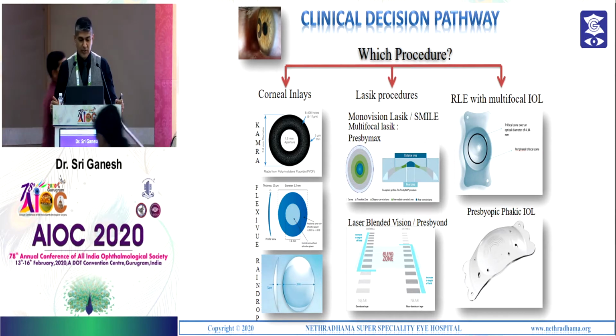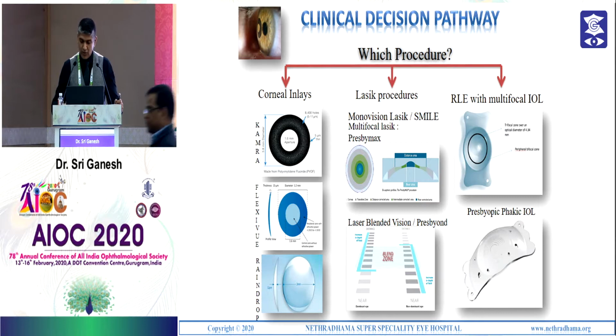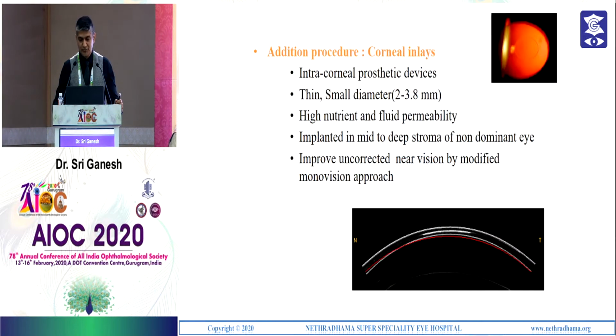Corneal inlays, you can have Kamra, Flexiview, or Raindrop. The Flexiview and Raindrop have kind of gone out of practice, so mainly the Kamra is available. LASIK procedure, you have Monovision LASIK, Monovision SMILE, multifocal LASIK, like Presbymax or Supracor, and then you have laser blended vision, which is a little different. Regarding the refractive lens exchange, you can do a refractive lens exchange with a multifocal IOL, extended depth of field, or accommodative lens. And now you have presbyopic phakic IOLs also.